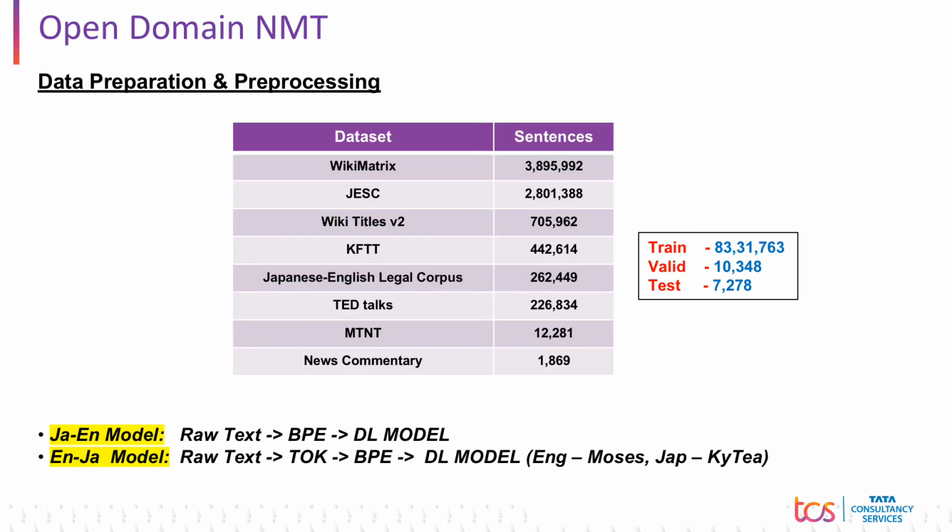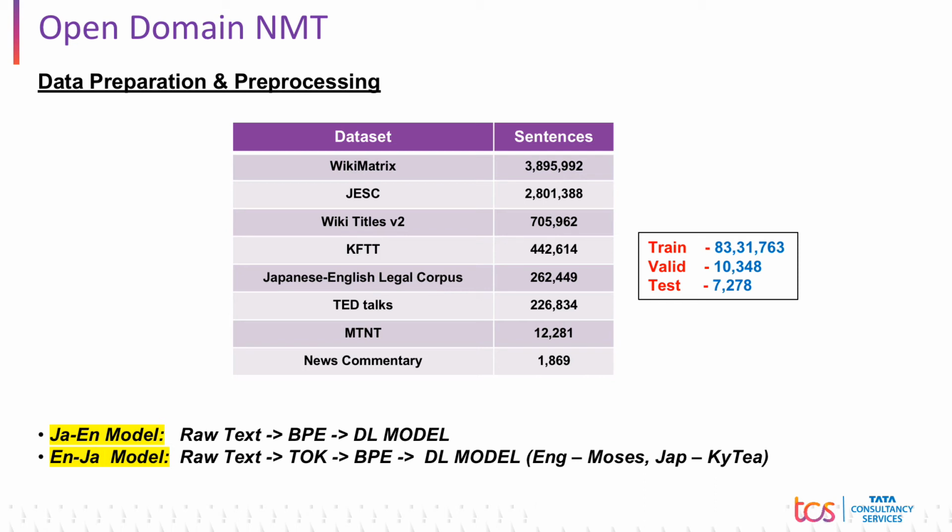So coming to the experimentation techniques, our first task was to train an open domain NMT model, and for this we collected several publicly available English-Japanese datasets. We merged these to create our training dataset of around 8 million sentence pairs, a validation set of around 10k and a test set of 7k pairs.